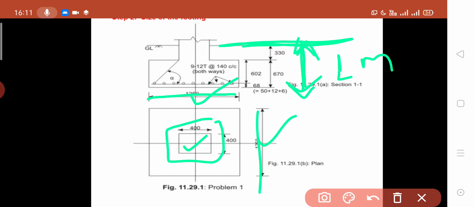So for the column, this is 330 mm and this is 670 mm. This is the ground level.